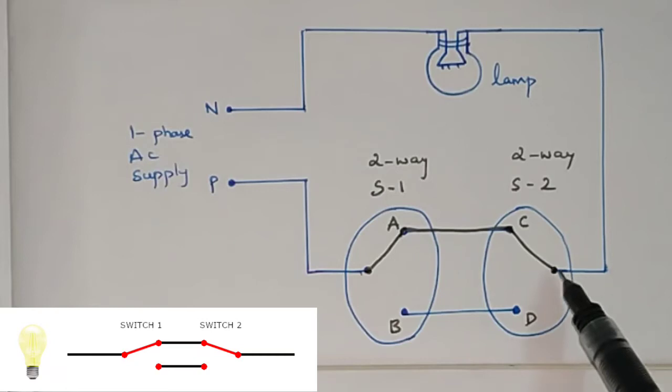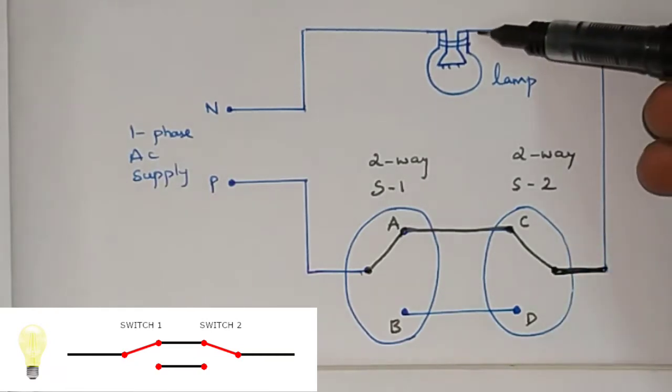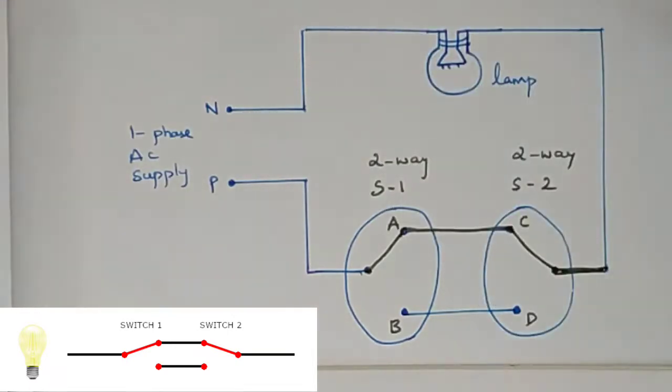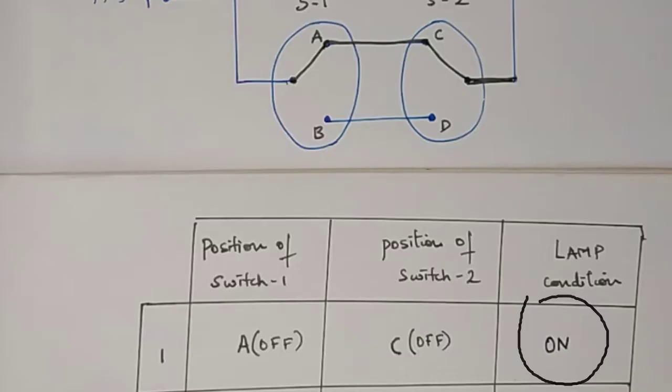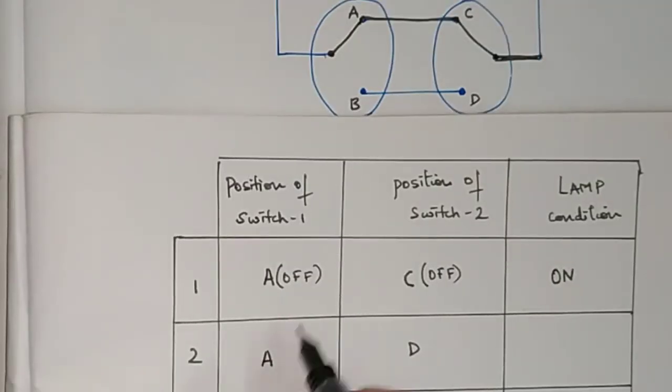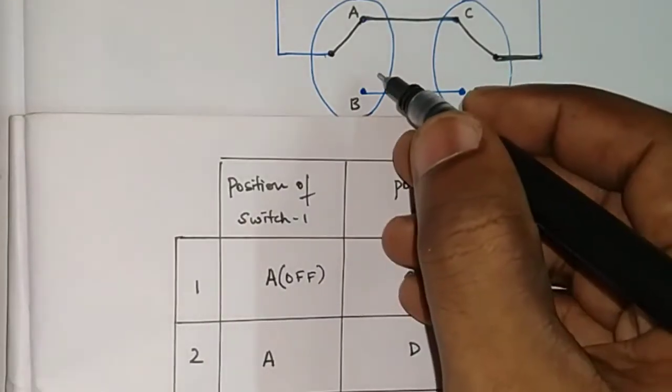So when it reaches the middle terminal, you can see there is a path to further flow from here to the lamp, and from the lamp it is already connected to the neutral. So therefore now the circuit is a closed circuit, current will flow, so the lamp condition will be on for case number 1. So case number 2, position of switch number 1 we have taken as A, it means same position.